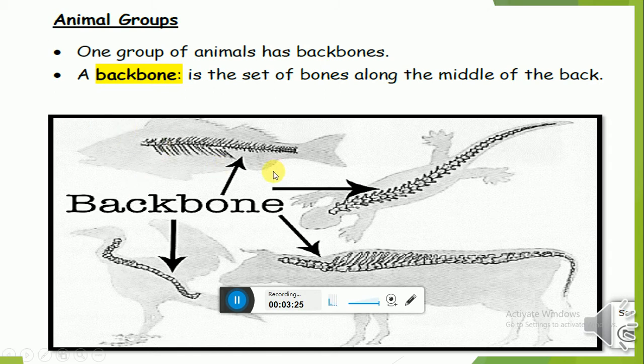As you see here, it's in the middle of the back, along the middle of the back. It's bones. Okay guys, so not all animals have backbones. So scientists make 2 groups of animals. First one with backbone, like those animals. The other one without backbones, like ants and honeybees.